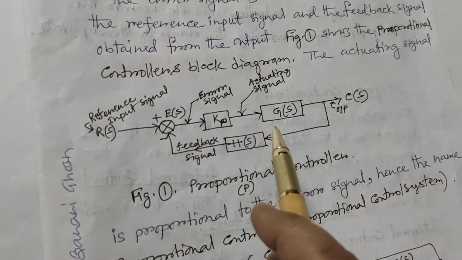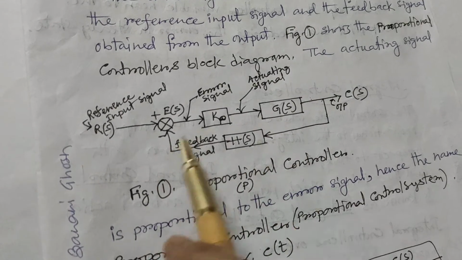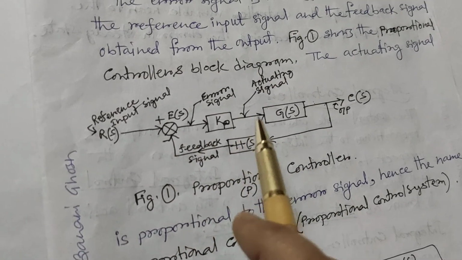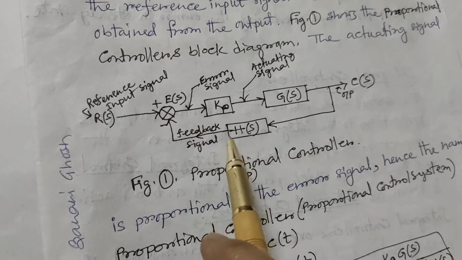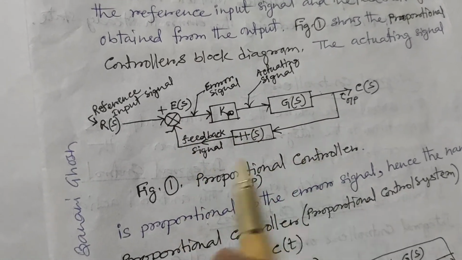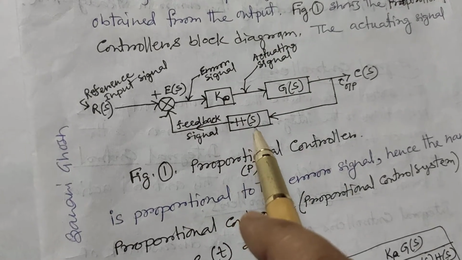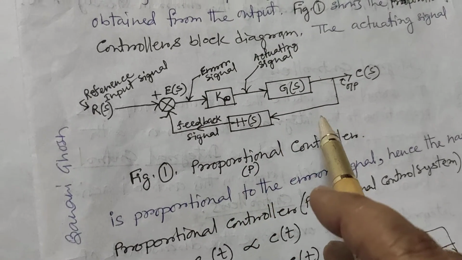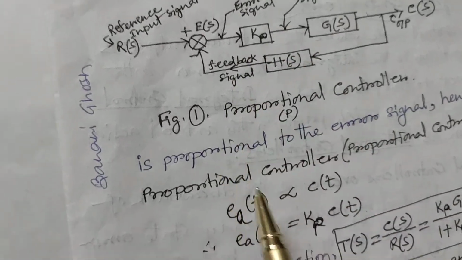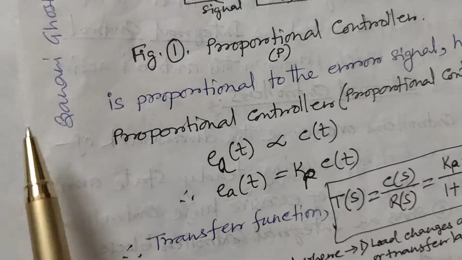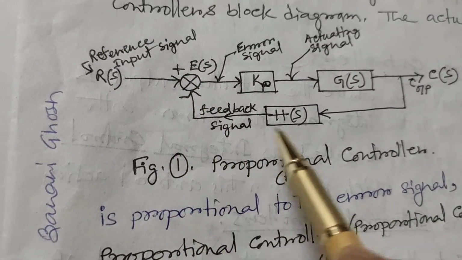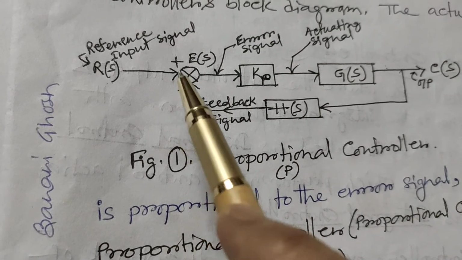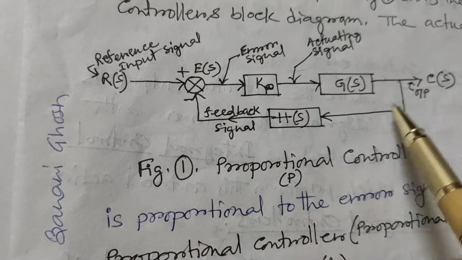In proportional control, the control action in a control system is proportional to the error signal, and devices which perform this control action are called proportional controllers. This is the block diagram of proportional controllers. It is denoted, in short, by P controllers. Now the error signal is the difference between the input signal and the feedback signal, which is obtained from the output.